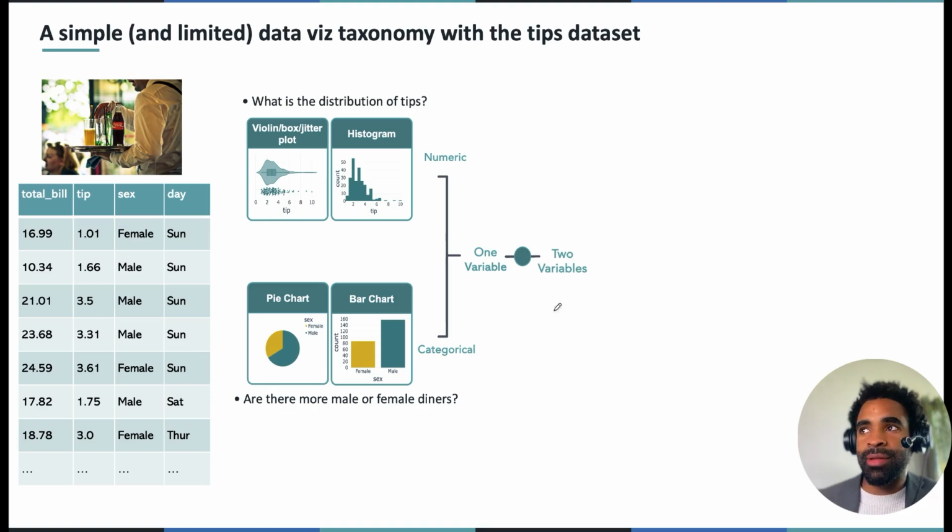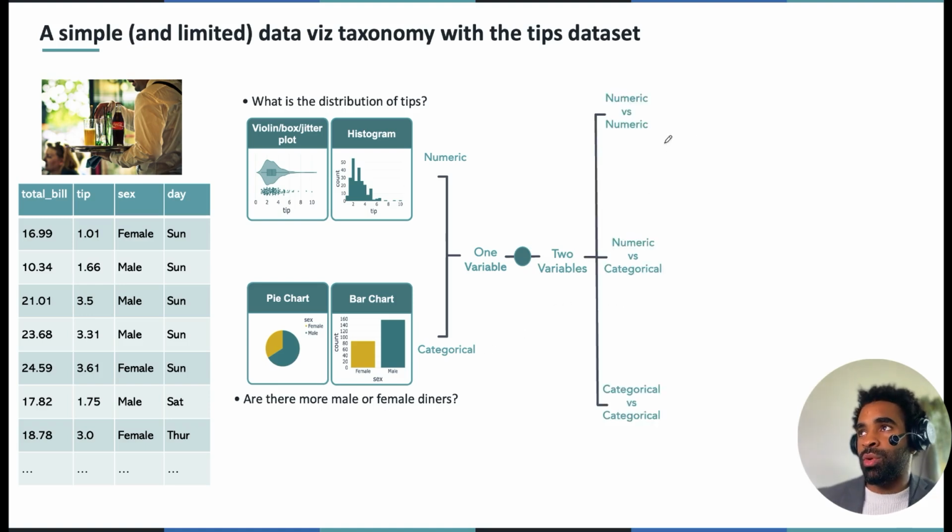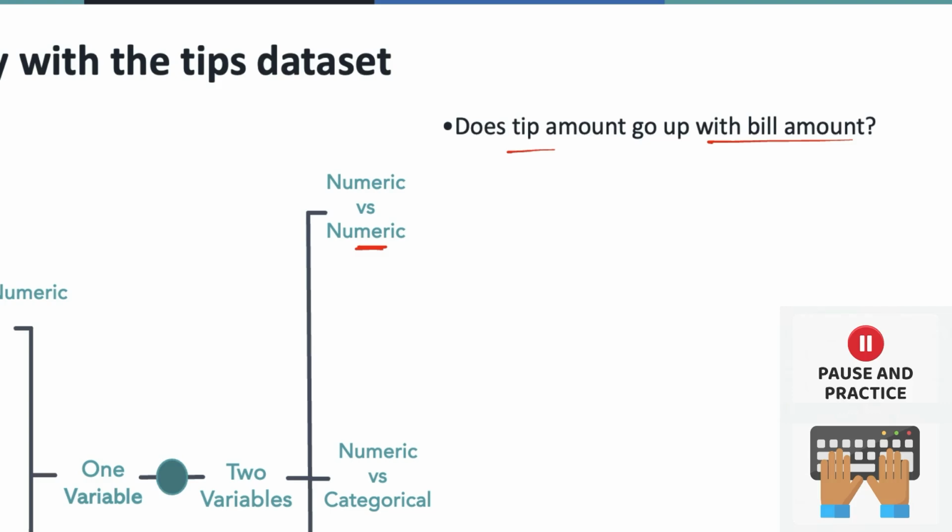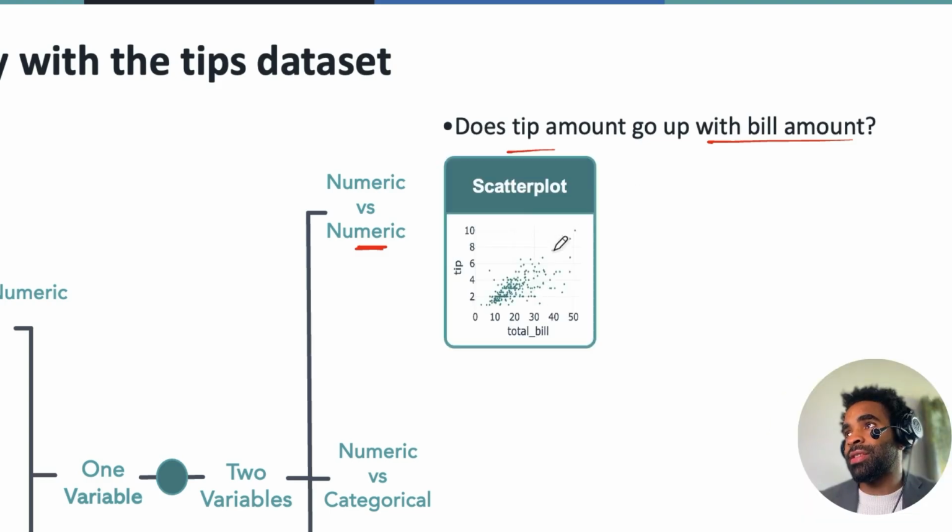So next, let's think about the two variable questions. We'll consider first the numeric versus numeric plots. For numeric versus numeric, we had the question, does the tip amount go up with the bill amount? So pause the video and think about how you would visualize this. The most common plot style for this is going to be a scatter plot. So here on the x-axis, you can see the total bill that the person paid, and on the y-axis, you can see their tip amount. And as you can see, generally, the higher the total bill, the higher the tip.